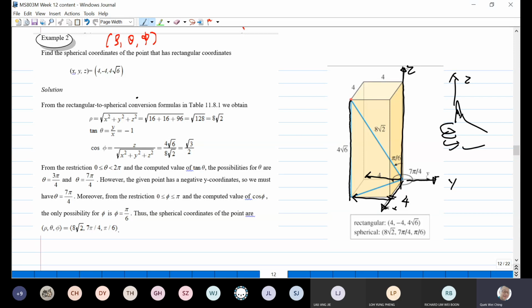Okay, y equal to minus 4. So from here, you actually got this plane now. So this plane is y equal to minus 4. So everything here, okay, everything here is y equal to minus 4 now. So basically, what you get now, you have this point y equal to minus 4. So let's see, y equal to minus 4 here.